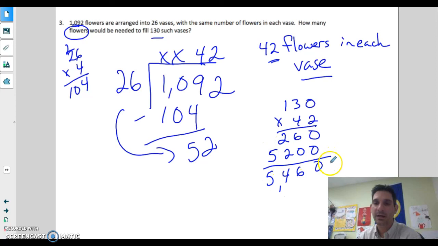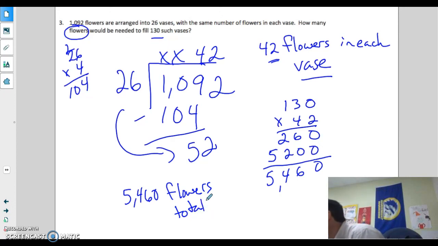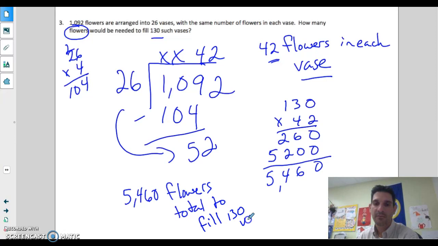So my calculation should be 5,460 flowers total. Let me see if that's right. Yes, total to fill 130 vases. All right, guys. Again, label it, take your time, think the problem through.